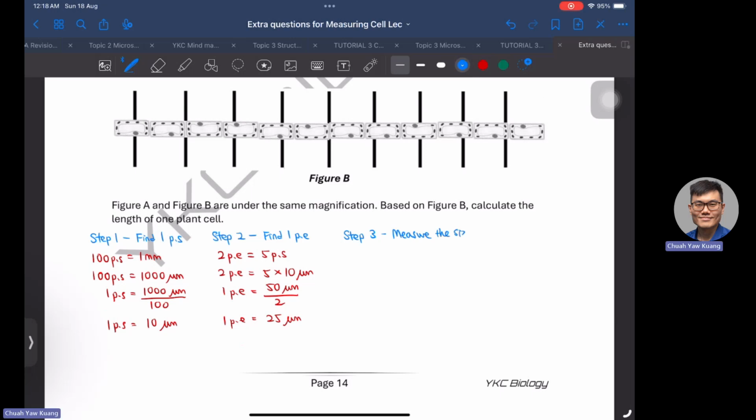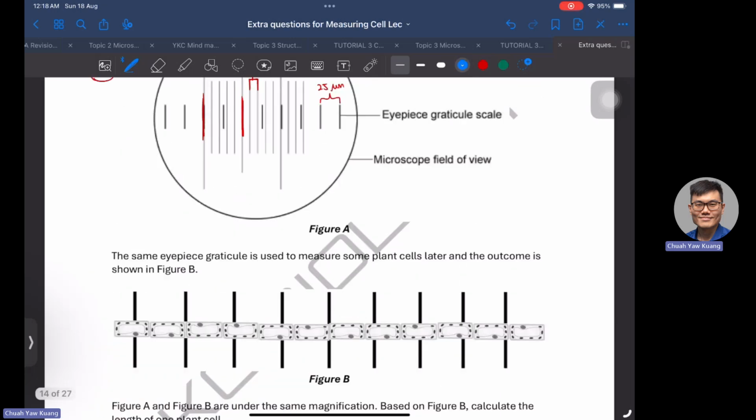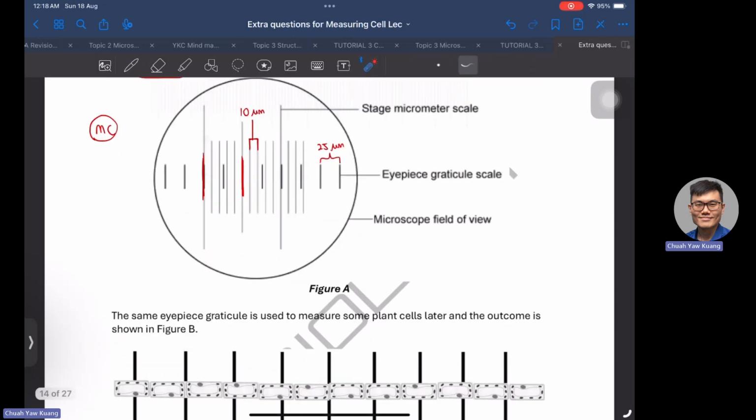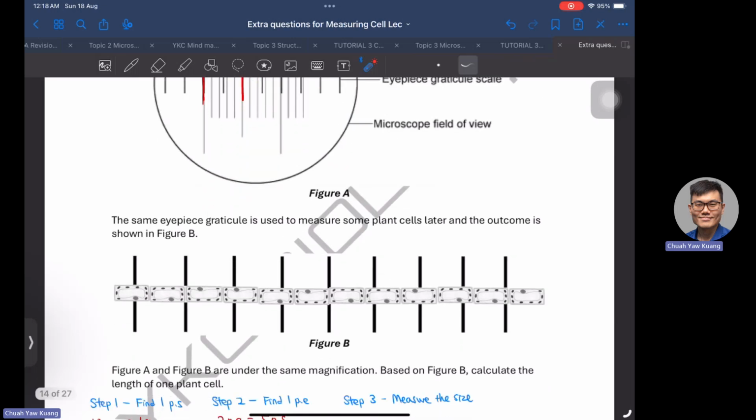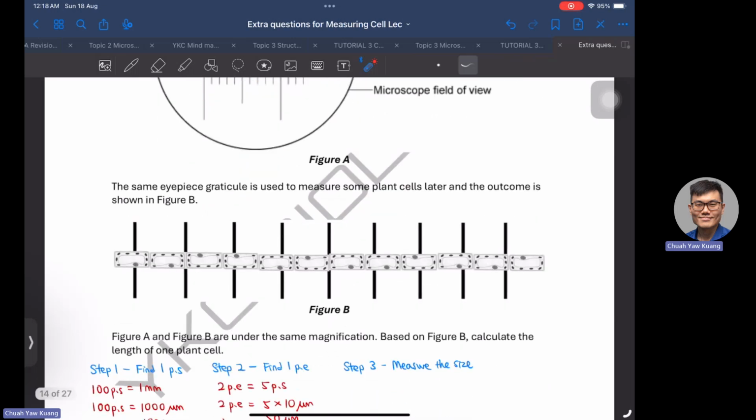Measure the size of the cell. Okay, so that would be step number 3. To measure that, of course, we will use the eyepiece reticule scale to measure the cell. But again, this question is a bit special because first of all, they don't tell us how many cells they measure or how many eyepiece reticule scales they can measure for one cell.